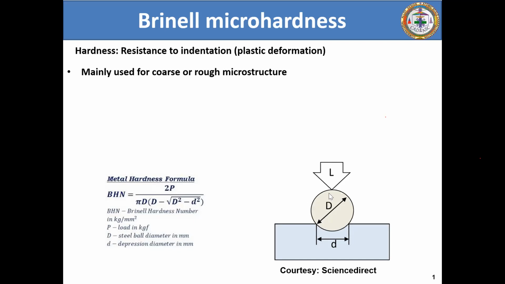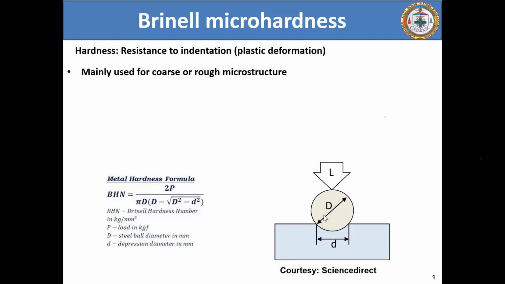Because when I am deforming it, I have to remove the indenter after a certain point of time. But the plastic deformation is permanent, and because of it there will be a spherical depression. If you project it in 2D, you have to imagine this. Once you remove the indenter, in 2D you have a circle. The projected diameter, the diameter of that circle, will be small d. But the capital D is nothing but the diameter of the indenter.